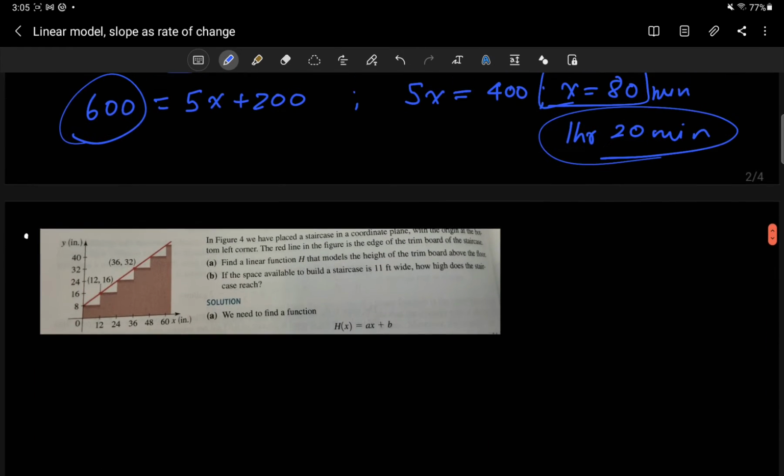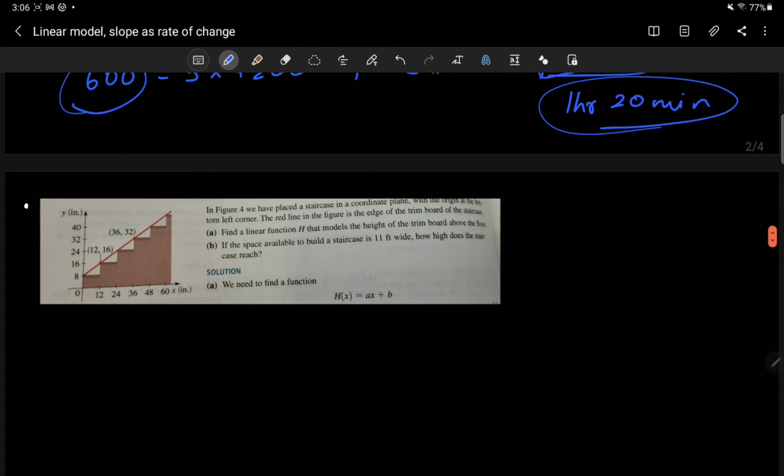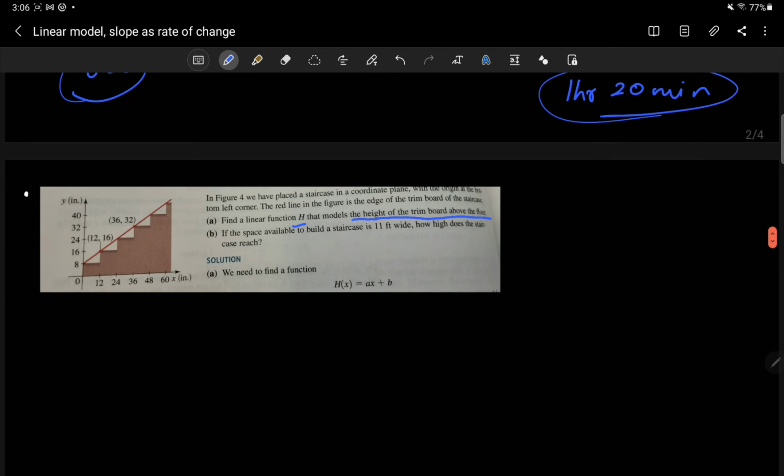Okay, let's look at another example. In this figure, there is a staircase in a coordinate plane, and the origin is at the bottom left corner. The red line is the edge of the trim board of the staircase. And they're asking us to find a linear function h that models the height of the trim board above the floor. So this one is kind of easy here. There are multiple ways of doing this.